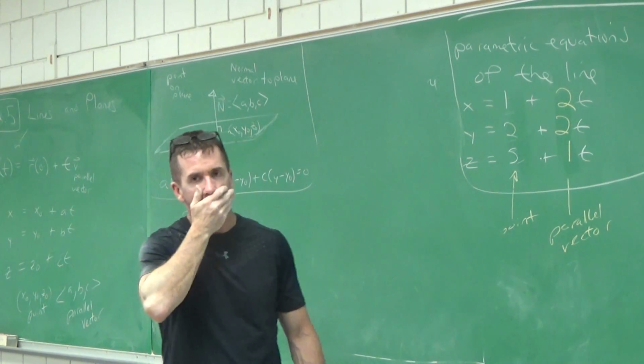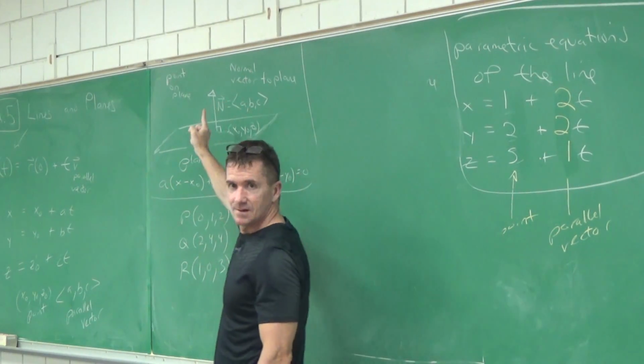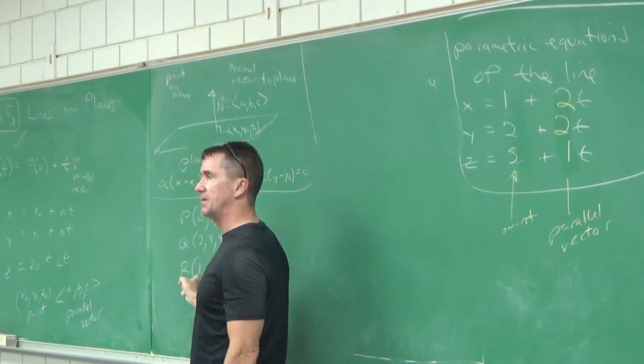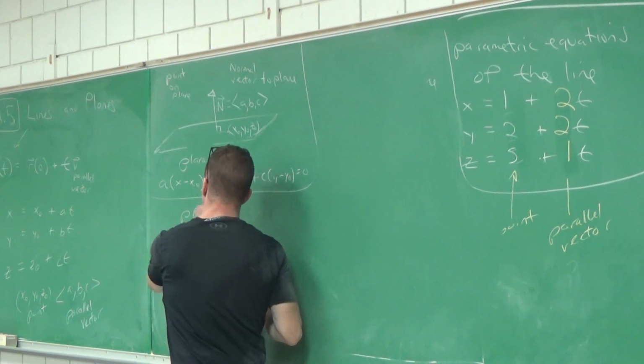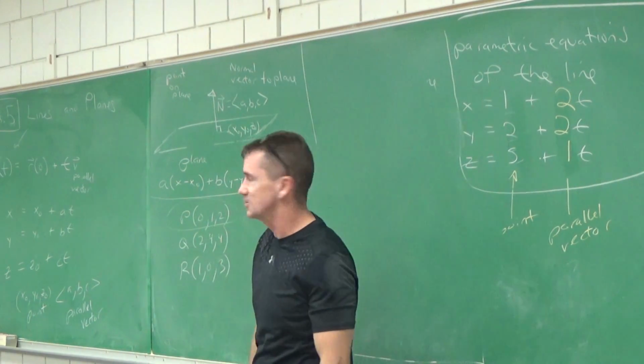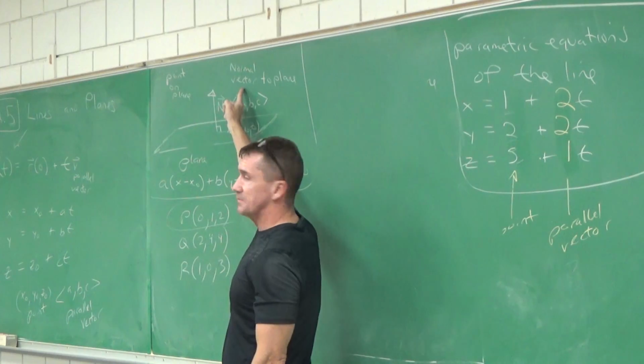All right. Let's start out. What do I need? A normal. I need a point on the plane. I got 3 of them. Does it matter which one I pick? All right, I'll use P. Pick the first one. But now I'm stumped.